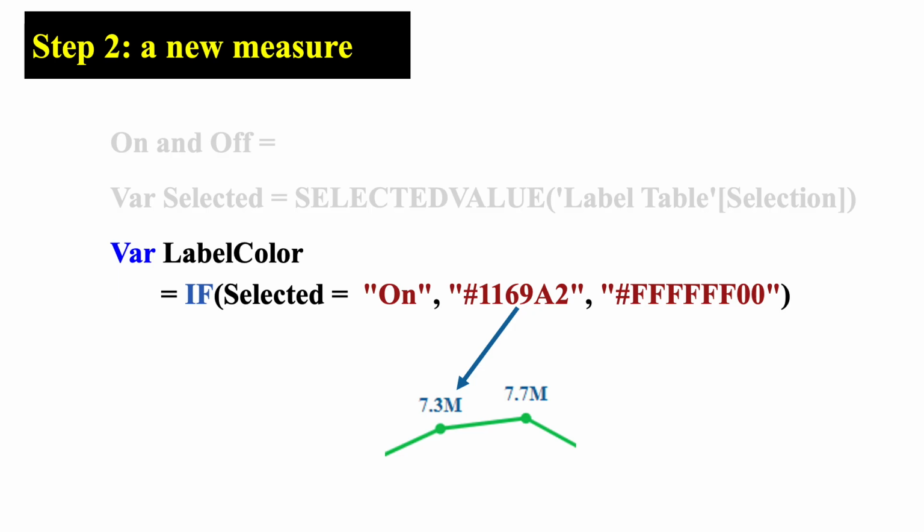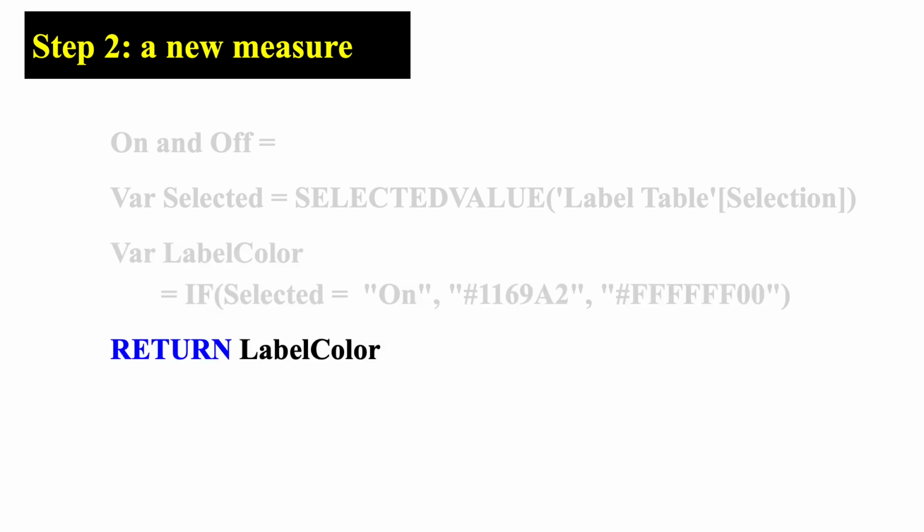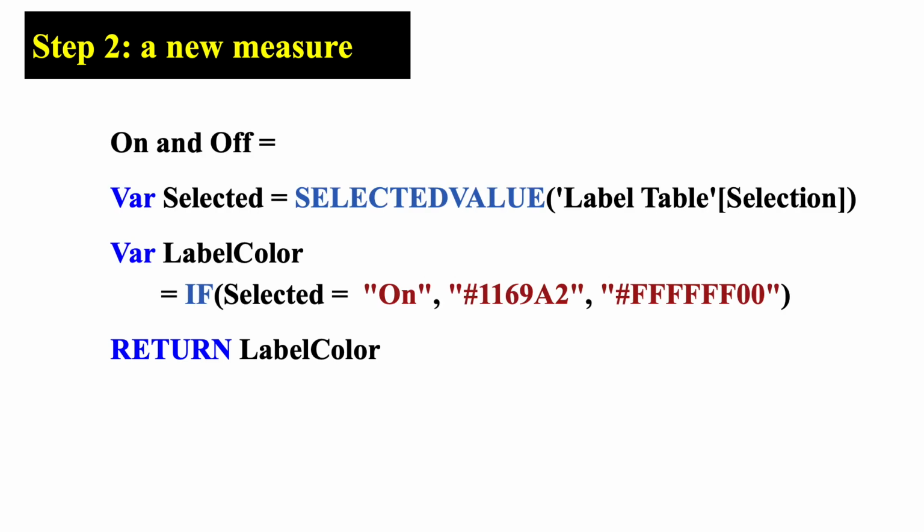And if we want to turn off the labels, which basically means we need to make the labels a transparent color, this is the corresponding color code for hex. And finally, we need to return the value of the label color. So this is the whole function. Please take your time to put it into Power BI.